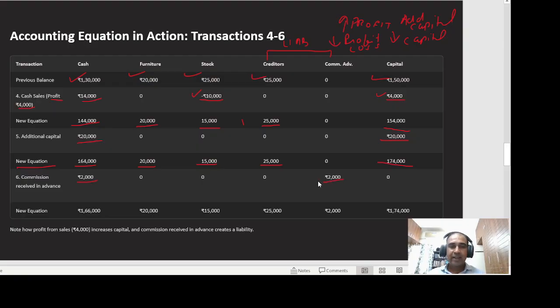So my accounting entry will be cash account debit, add cash, and commission advance will come under the liability, increase the liability by 2,000. My new accounting equation will be cash 1,66,000, furniture 20,000, stock 15,000, creditors 25,000, commission advance 2,000, and capital will be 1,74,000. Clear, guys?